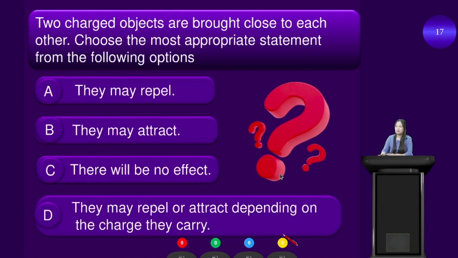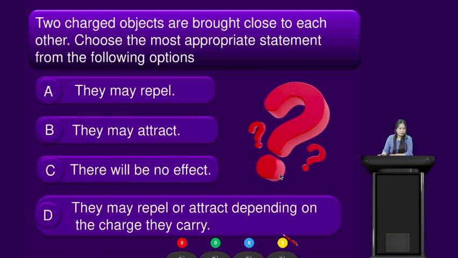Yes, students. Option A is they may repel. Option B is they may attract. Option C is there will be no effect. Option D is they may repel or attract depending on the charge they carry.